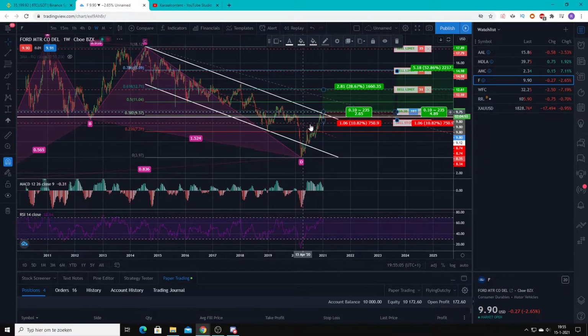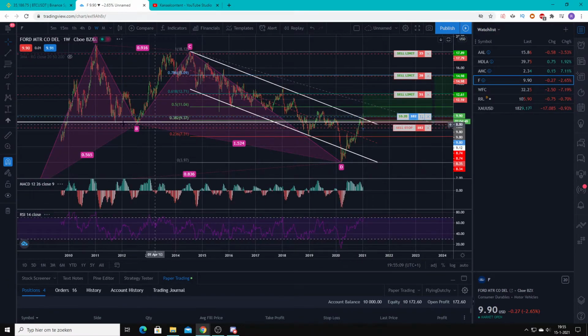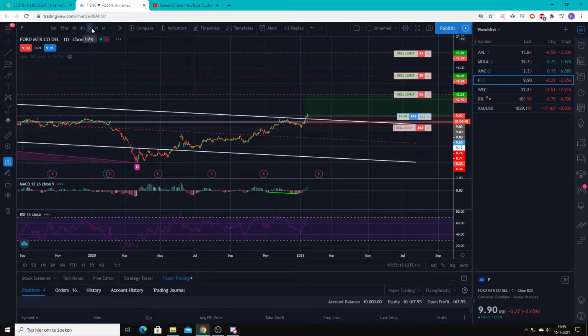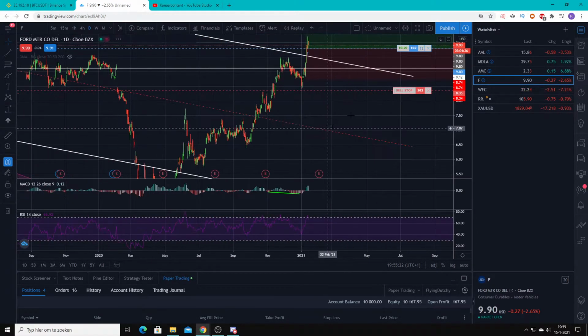Now it is breaking the channel, which is good news. And it is above the big resistance line again. Maybe it's going to backtest it and then run again, we don't know. Now let's go to the daily. Yeah, it broke the trend line.